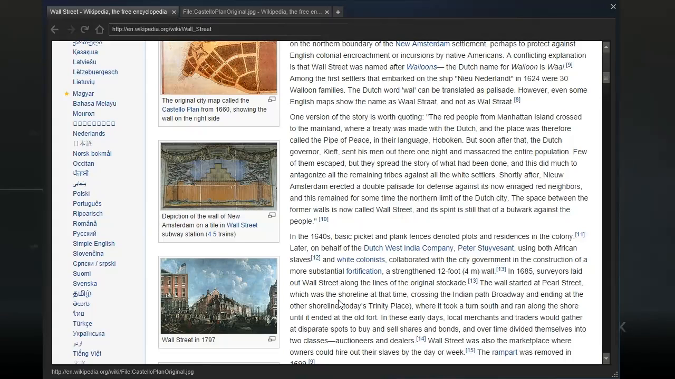Few of them escaped, but they spread the story of what had been done, and this did much to antagonize all the remaining tribes against all the white settlers. Shortly after, New Amsterdam erected a double palisade for the defense against its now enraged red neighbors, and this remained for some time the northern limits of the Dutch city. The space between the former walls is now called Wall Street, and its spirit is still that of a bulwark against the people.